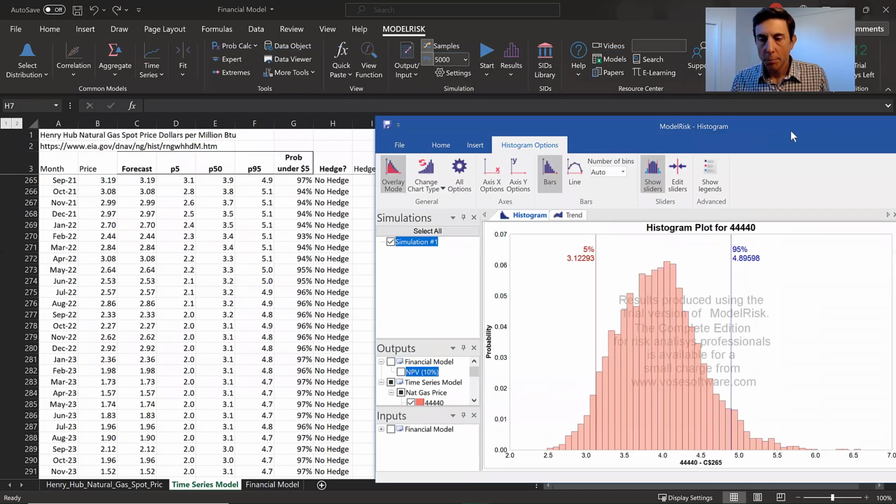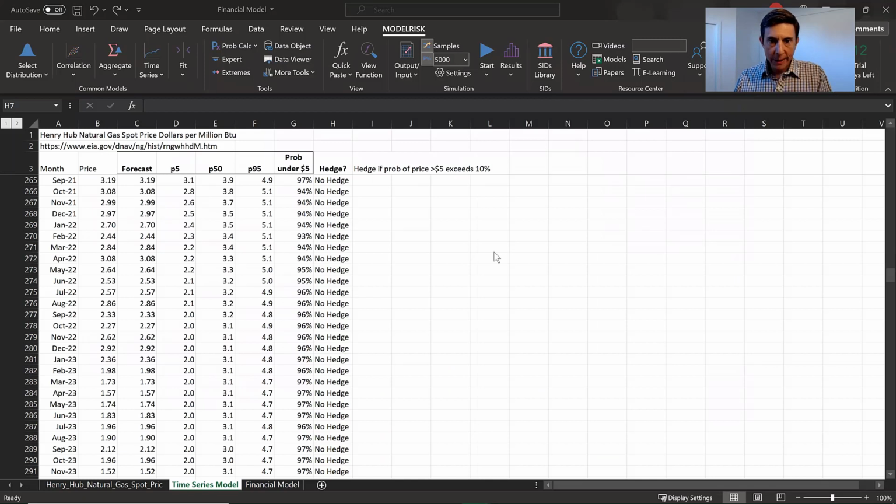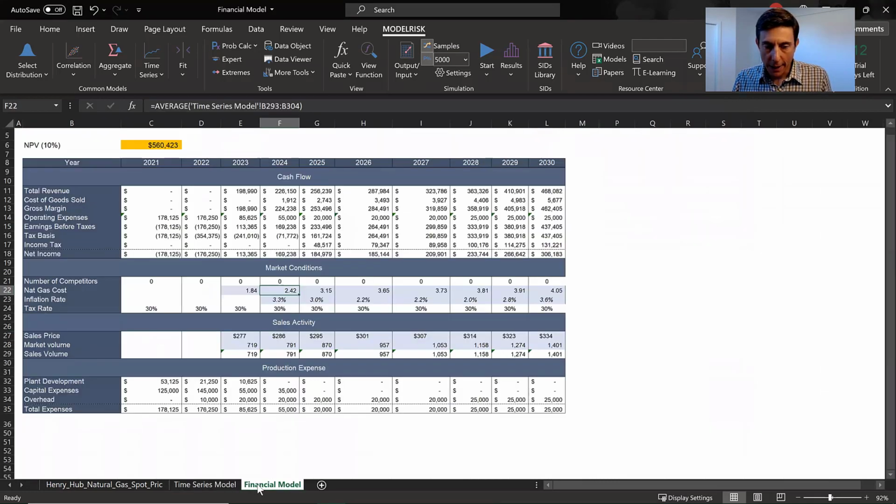Then this price risk data can be incorporated in a financial model for decision making. If we have a net present value model that goes from 2021 to 2030, and it has revenues as well as costs, and we have uncertainty in this model, and the uncertainty is driven by the time series model that we just came up with.